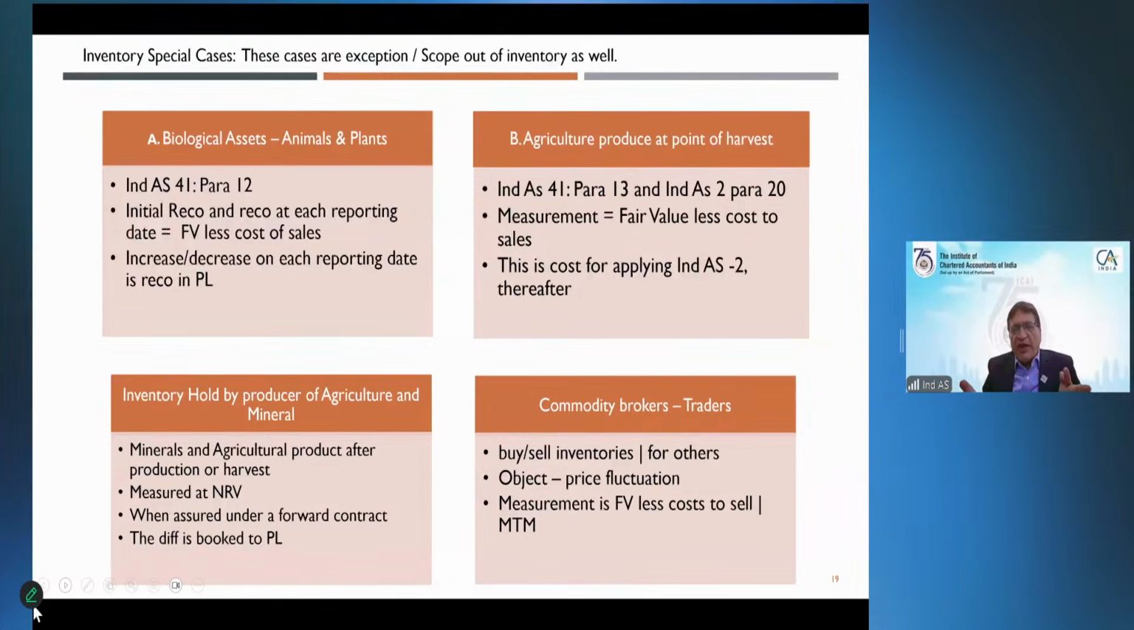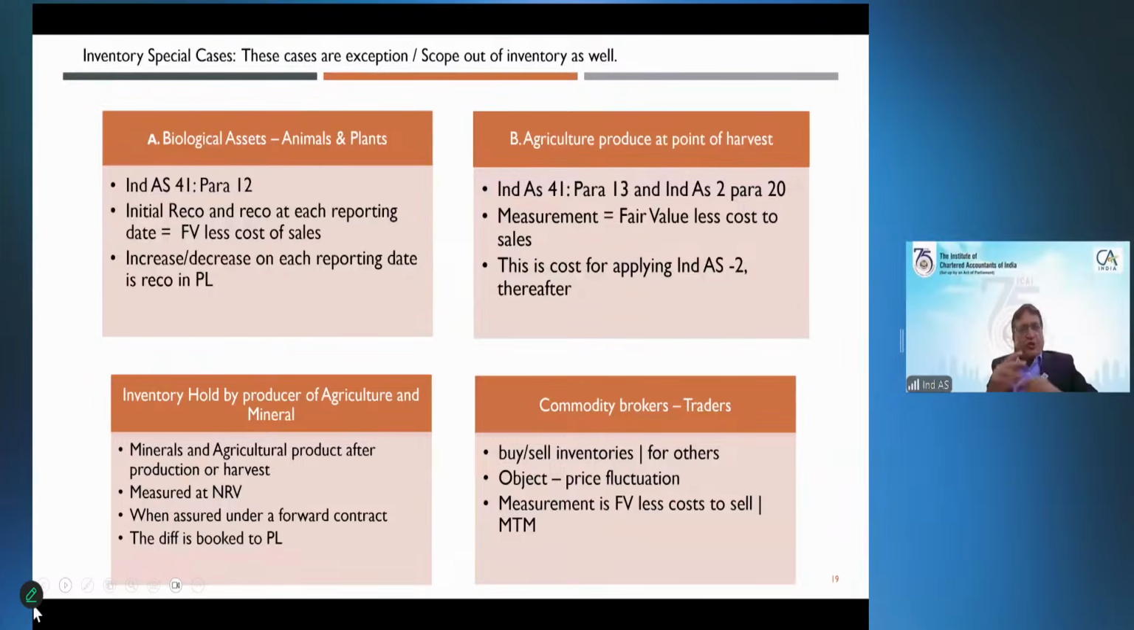The background of telling you this is as follows. Say, suppose I am a mango grower and I am a juice producer. At the point of harvest, my mango would be valued at fair value less cost to sell. Basically, this becomes the cost of inventory of mango for my juice production. If I have a contracted price for sale of mango, that contracted price becomes the NRV. So I have to put it at the NRV. That is what it could be sold for.